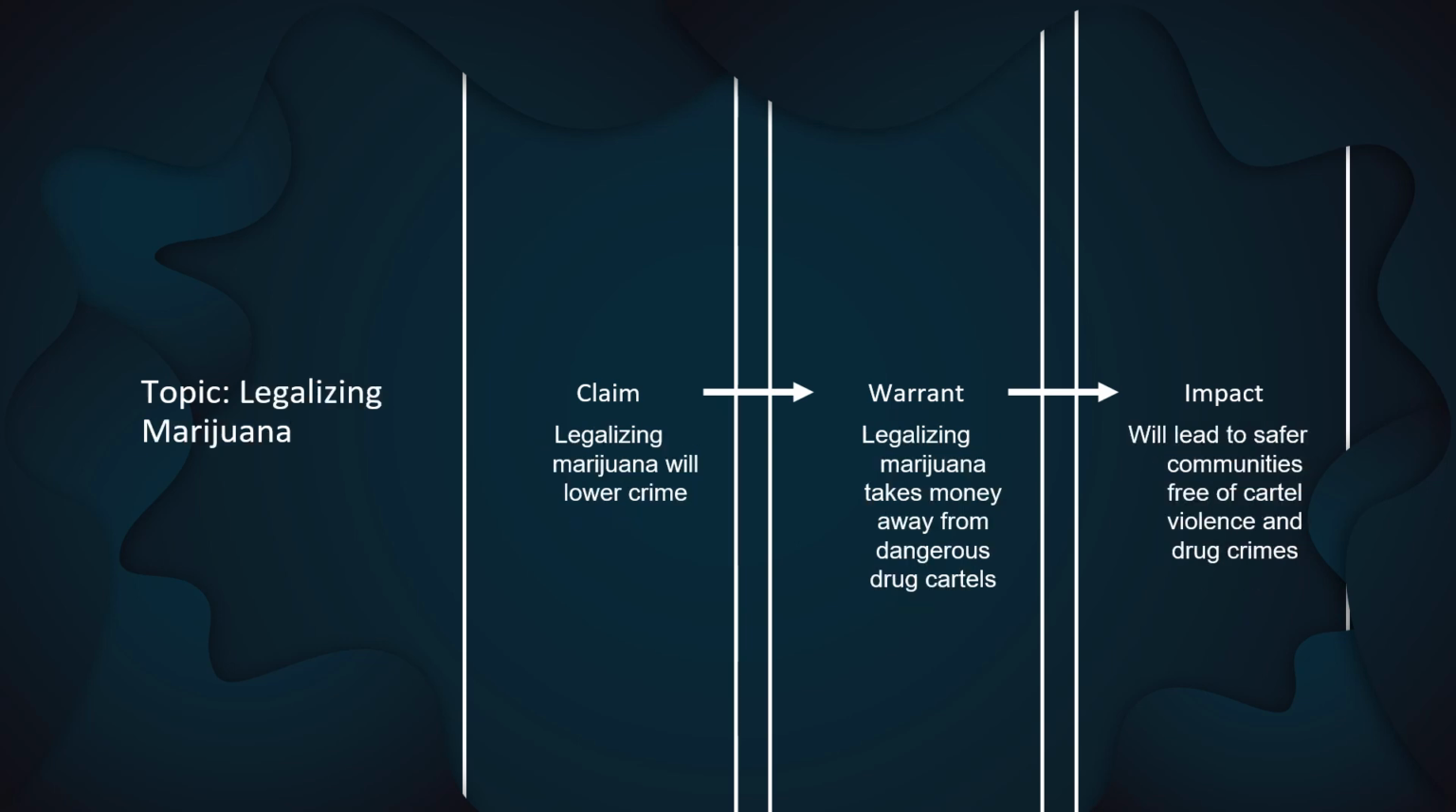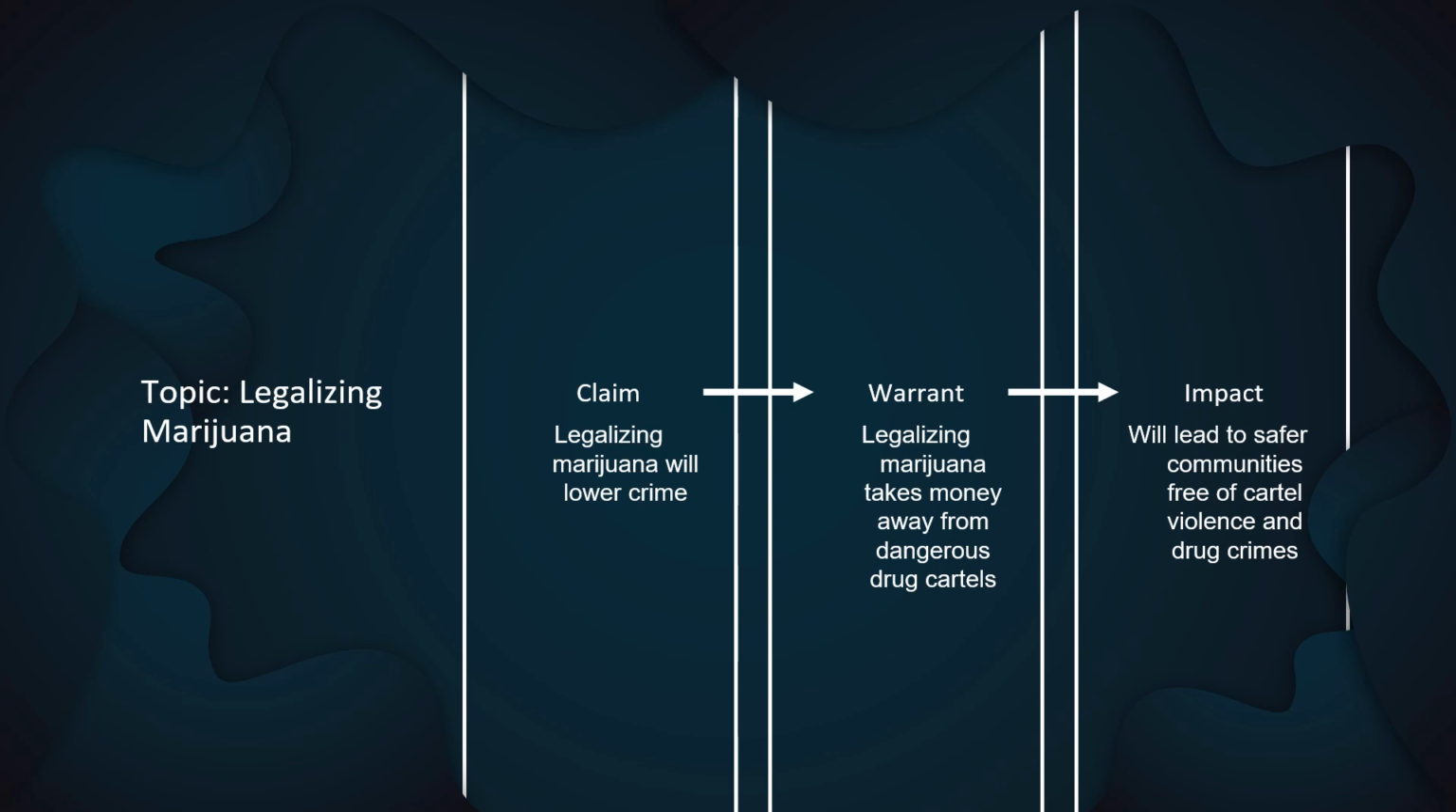And then finally, let's look at the topic of legalizing marijuana. My claim is that legalizing marijuana will lower crime. Why is this true? Is that legalizing marijuana means that people don't buy and spend money and give money towards dangerous drug cartels. And why should I care about that? That leads to less drug violence, less drug crimes, and safer communities.